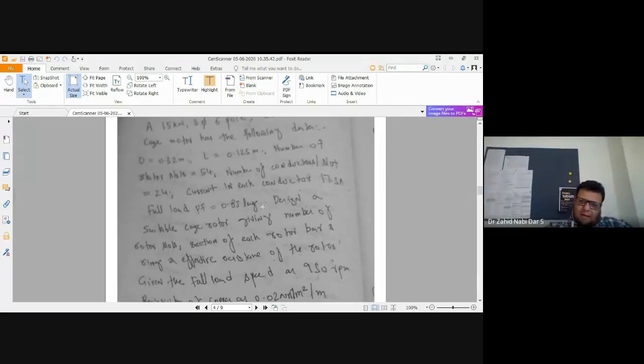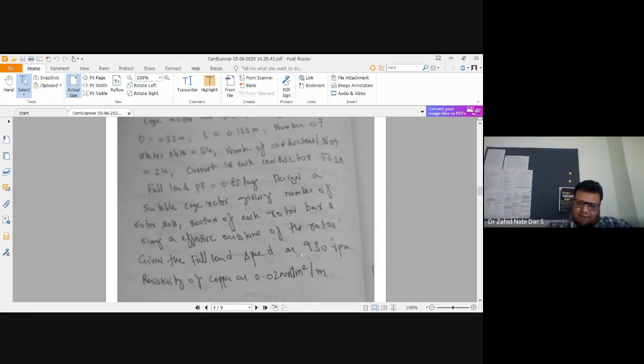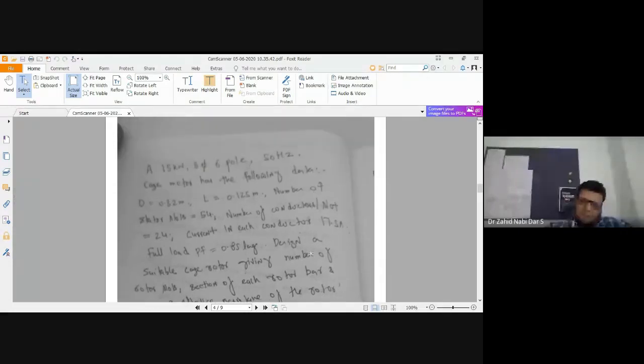Another thing is to design a suitable cage rotor, giving number of rotor slots, section of each rotor bar and end ring, and effective resistance of the rotor. Given the full load speed as 950 rpm. This is the rotational speed. From here, can you calculate the slip? How can you calculate the slip?